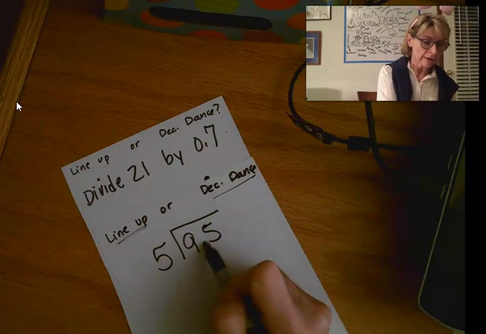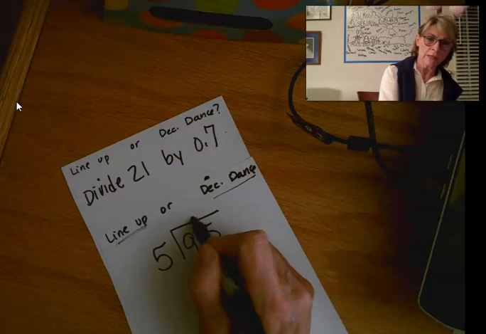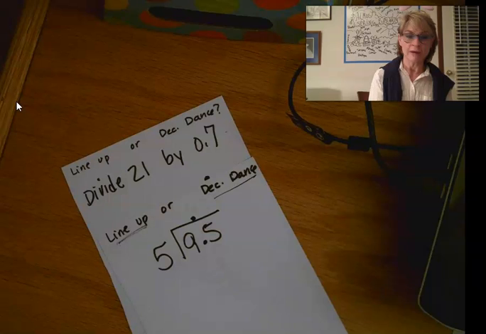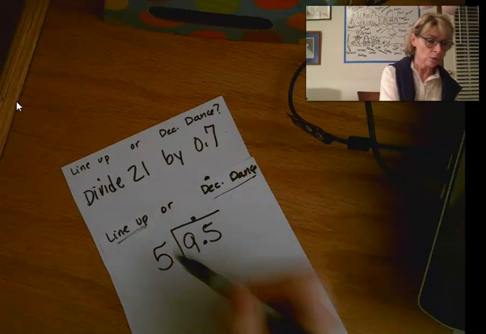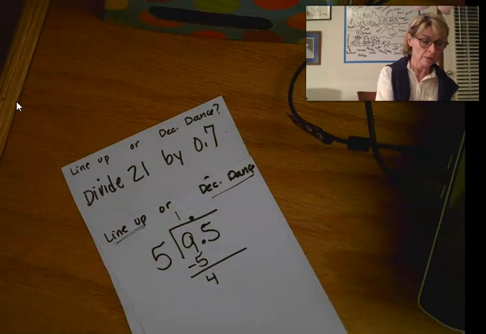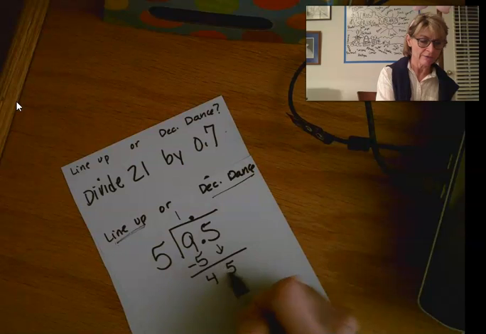So I'm going to take the decimal point and I'm going to line it up into the answer of the quotient. And now I'm going to divide. 5 will go into 9 one time. 1 times 5 is 5. I subtract. I have 4 left over. I'm going to bring down my 5.